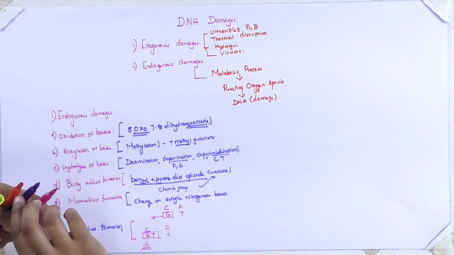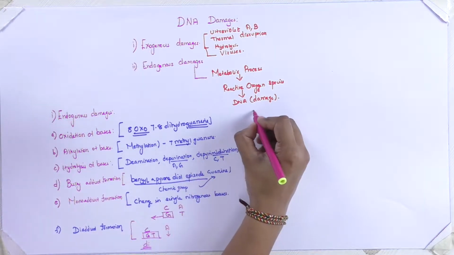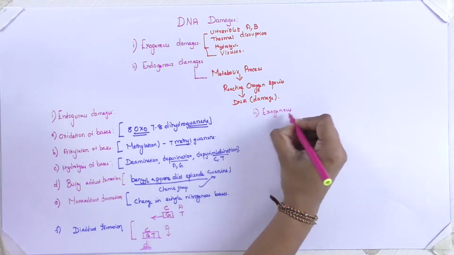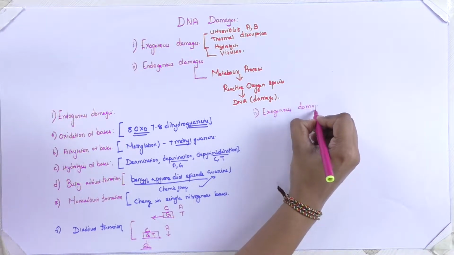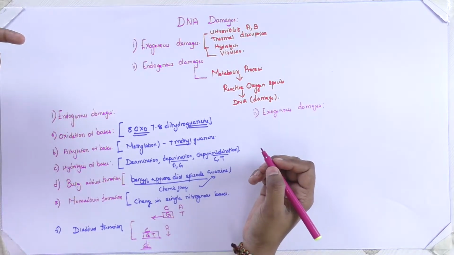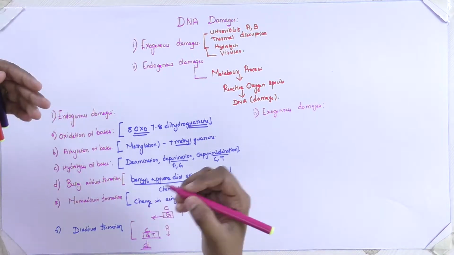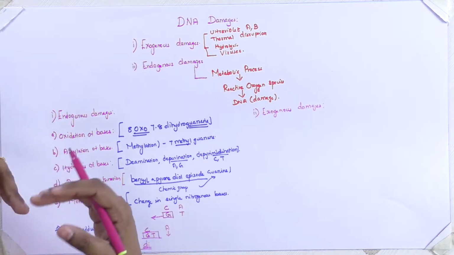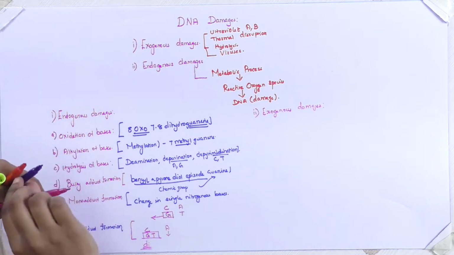Now we are going to move on to the next thing. It's known as exogenous damage. It usually occurs due to external factors like UV light, X-rays, gamma rays, or if you come under variable heat formation, that is thermal disruption. This will lead to your DNA damages. So we're going to see them one by one.